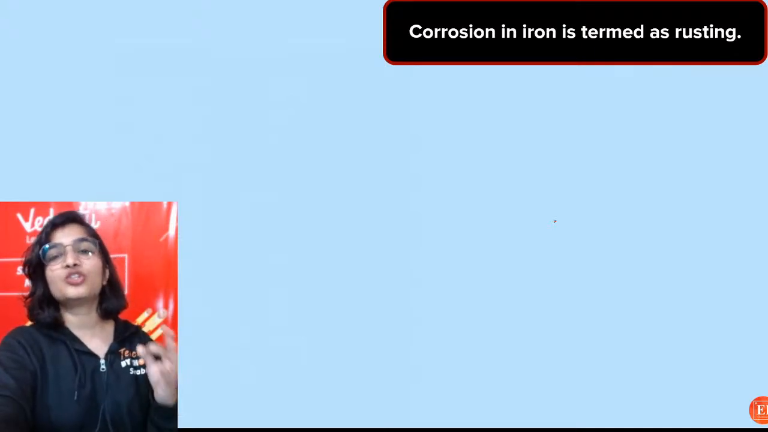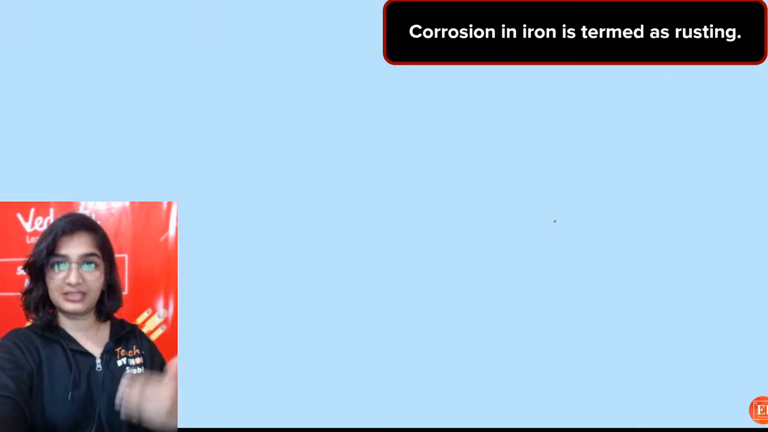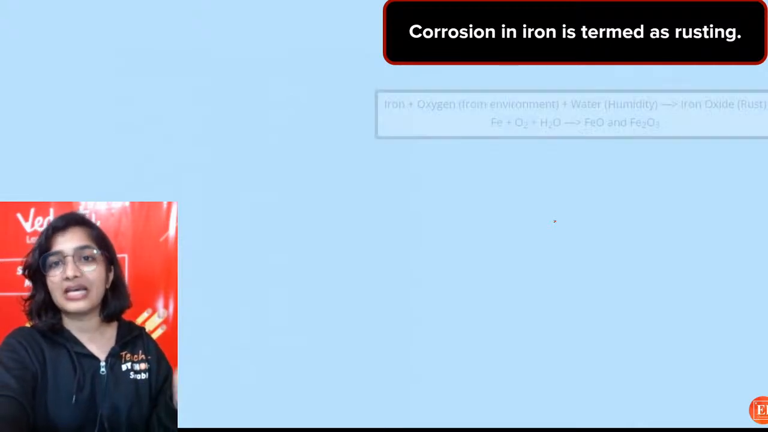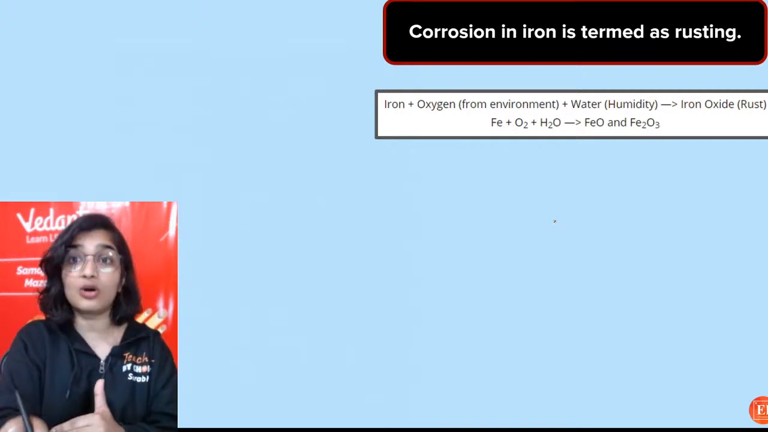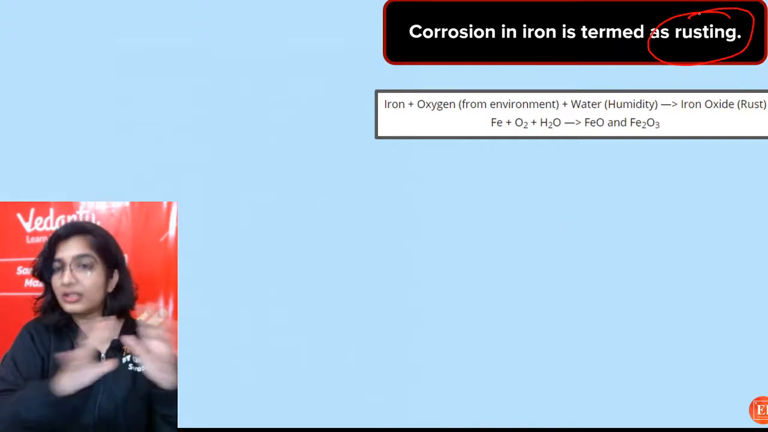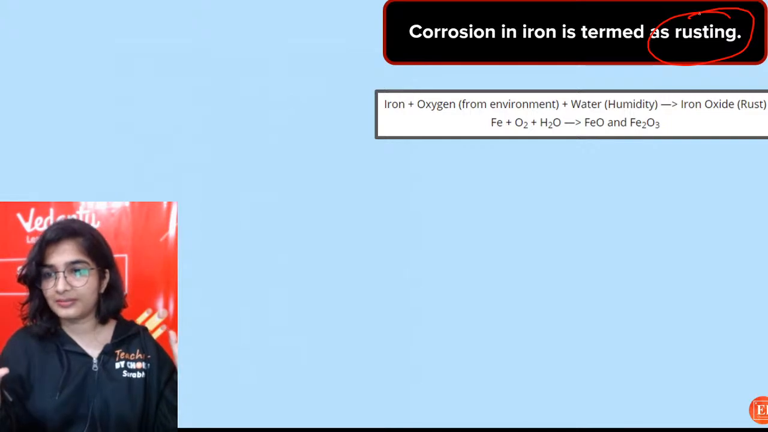Corrosion in iron is termed as rusting. So iron plus oxygen: only corrosion of iron is called rusting. For the other metals it is called corrosion.